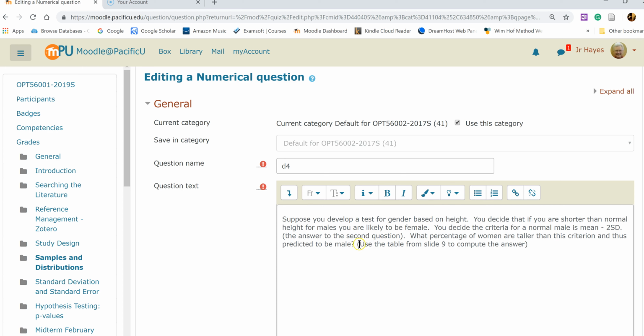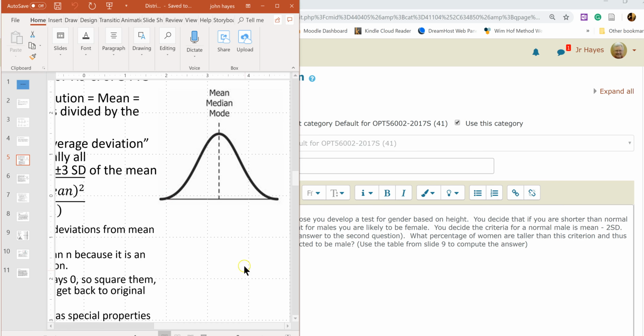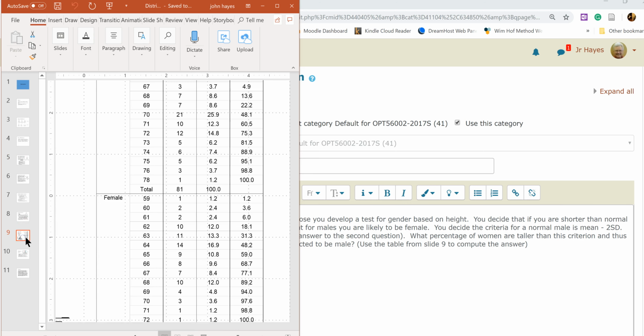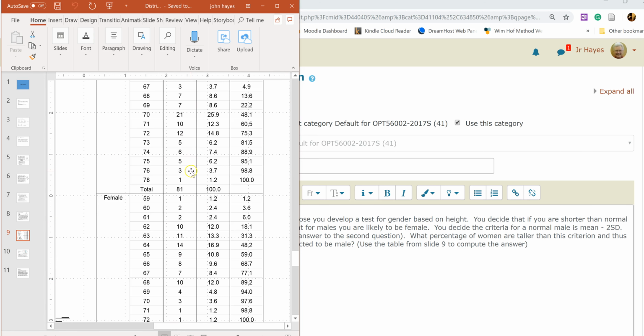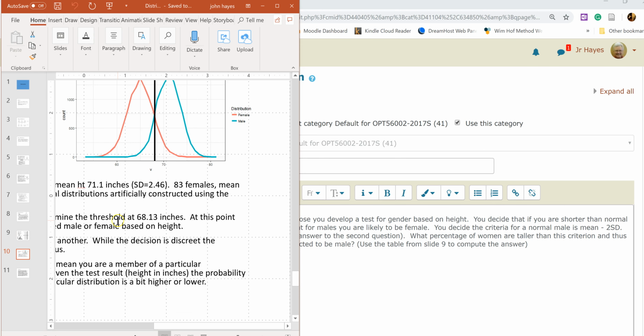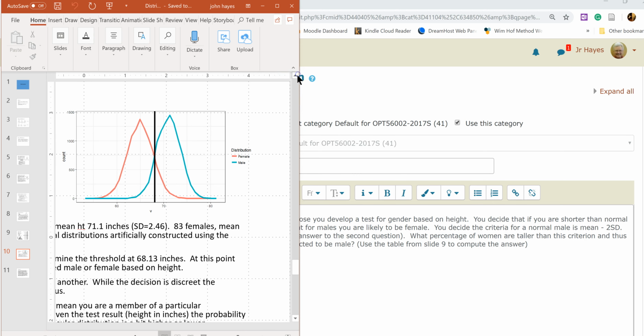And now here's the important part. Use the table from slide 9 to compute the answer. So let's look at our slides here. First, this is slide 9, and it has a table in here that's very useful for you. You really need to use that. So let's just review this particular table in this slide.